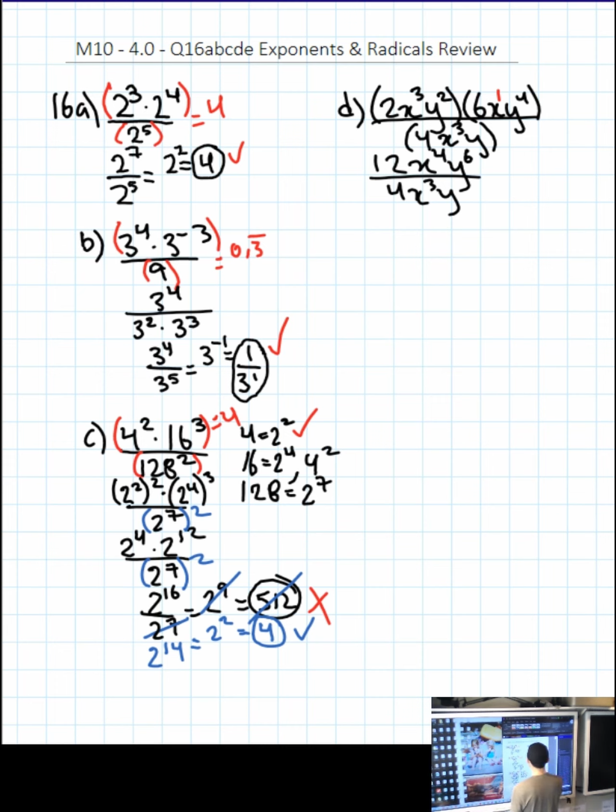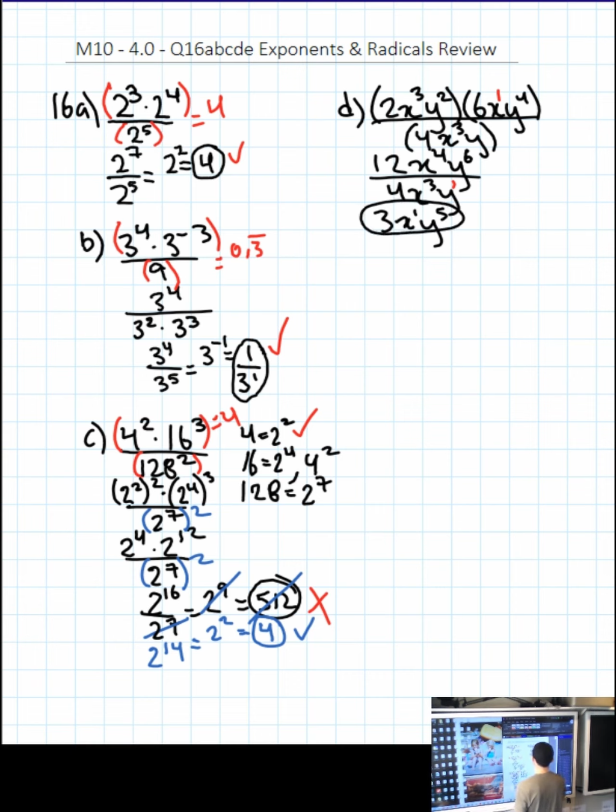Now 12 divided by 4 is 3. Then we can subtract our exponents. 4 minus 3 is 1, so we have x to the 1. The 1's unnecessary. I put it there for fun. Then we have y to that. I'm going to give the y on the bottom an exponent of 1 to remind me that I subtract the exponent. 6 minus 1 is 5.